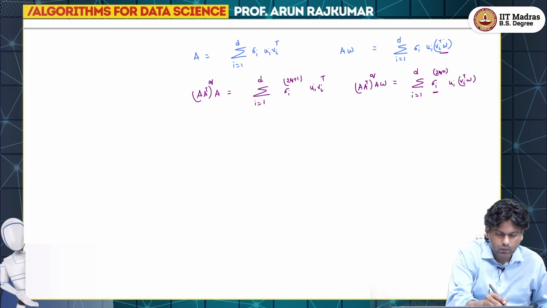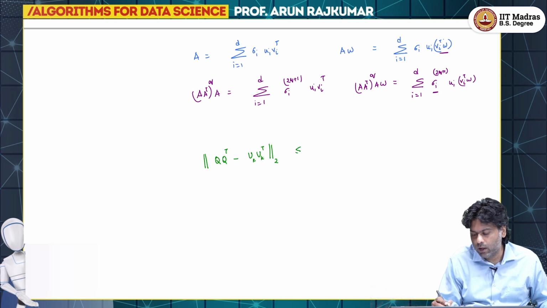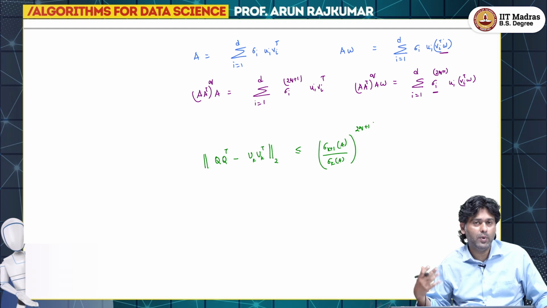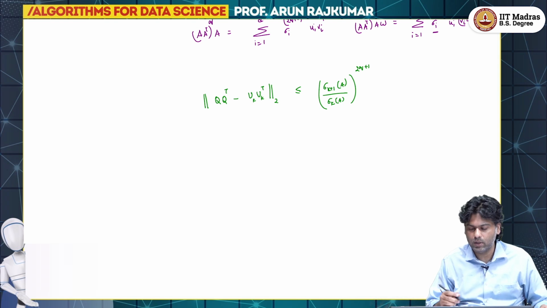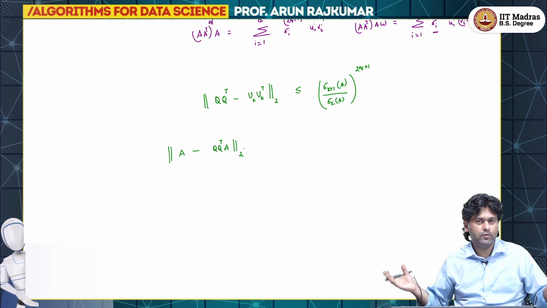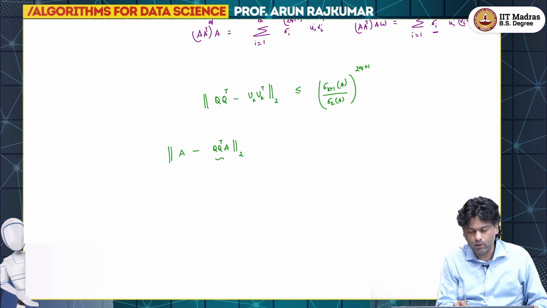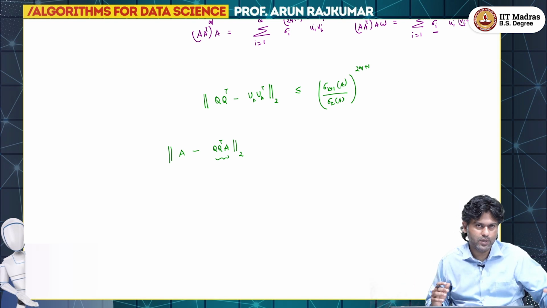Of course, we already saw that if I do this, then my QQ transpose minus UK transpose L2 norm is going to be (sigma k plus 1 of A by sigma k of A) power 2q plus 1. It's going to be a much better approximation for the projection operator, and because of that, one can also argue about A minus QQ transpose A. So, finally, how good is the rank K approximation of the SVD that we are getting via this method, how good is it at representing A itself?